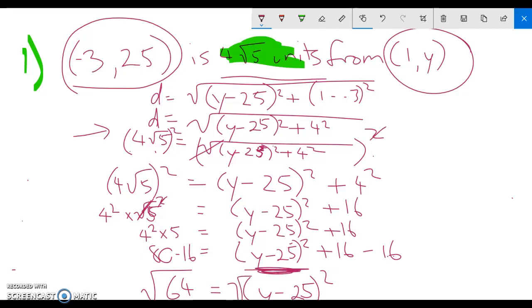If I square root 64 and square root that, the square and the square root will cancel. And I'll get y take 25 equals plus or minus 8. Remember, if you ever square root something, it will equal plus or minus 8, unless it's something like a radius, which can never really be negative. So y is going to be 8 plus 25 or negative 8 plus 25. That's that first part.